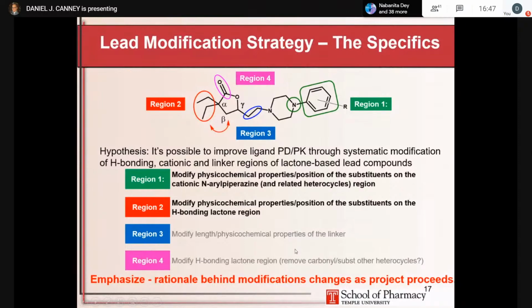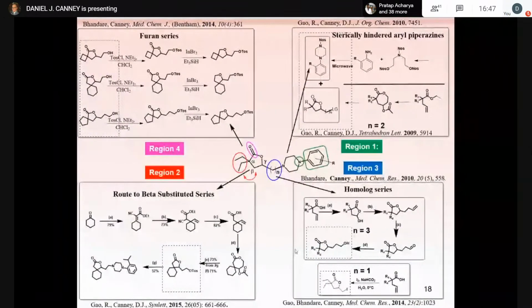I'm not going to talk about all of them, but I did want to show you that we did come up with chemistry. Actually, Rong and Richie came up with chemistry that allowed us to modify each of these different regions. Here in the upper right-hand quadrant, we have the chemistry that was used to make the aromatic substituted compounds, as well as a more efficient route to the lactone. I'll talk about that today.